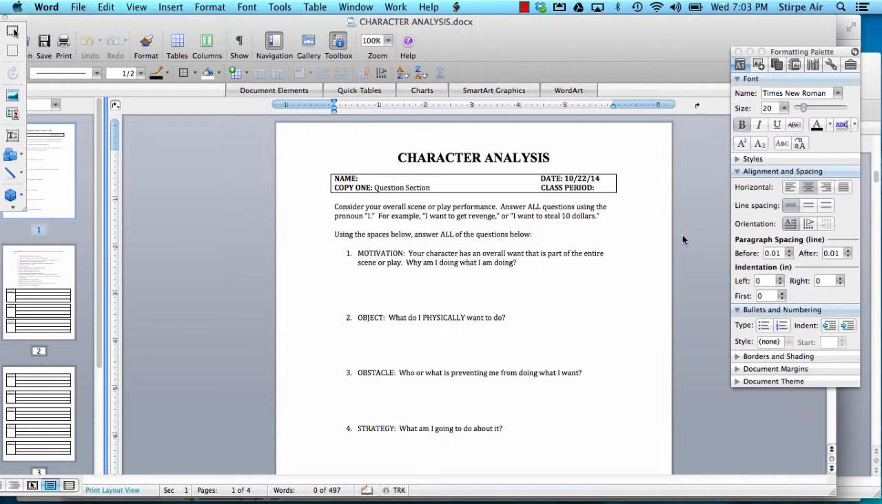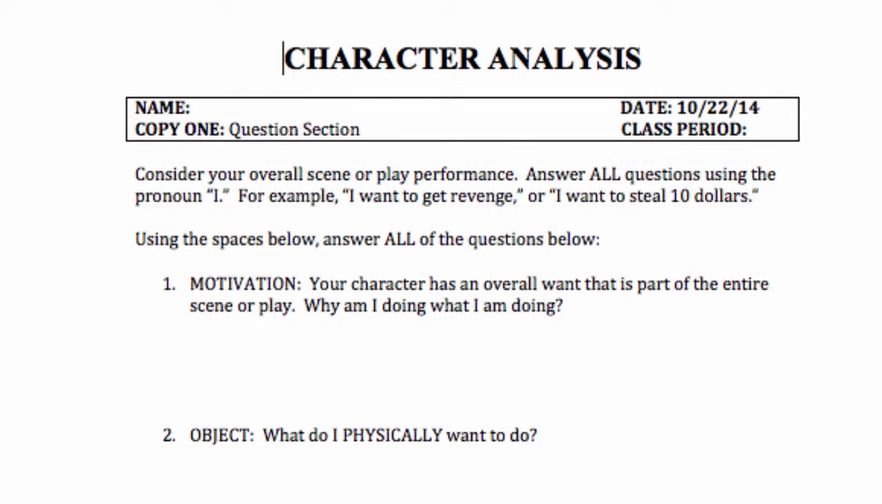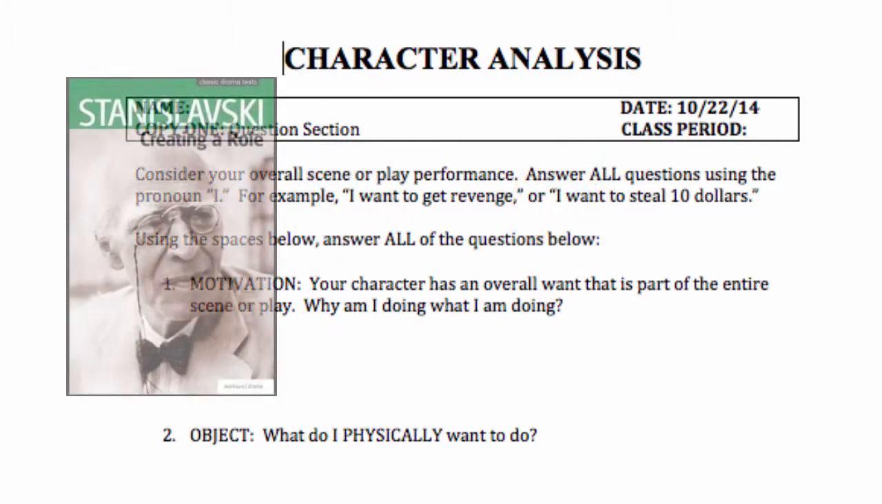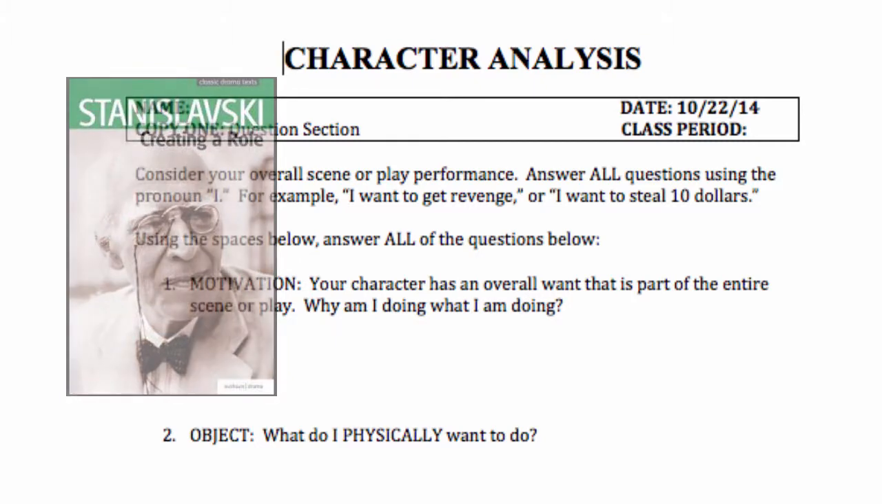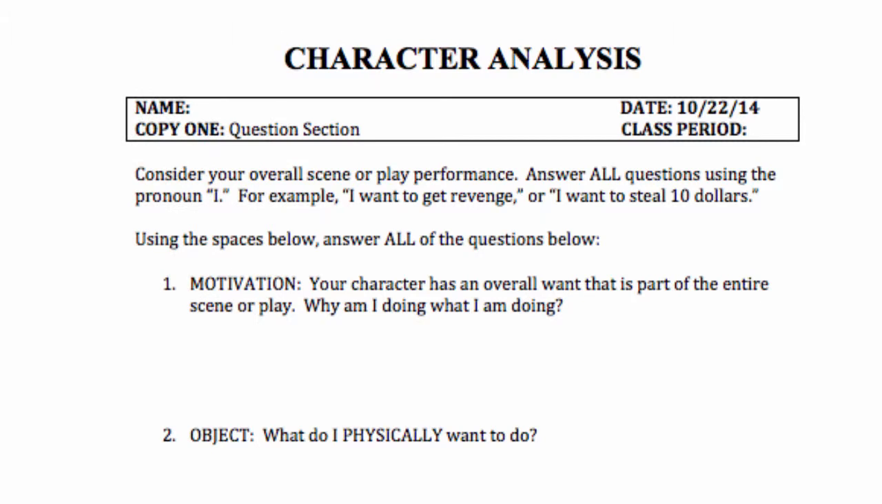Now, to start your character analysis, you're going to want to make sure that you have a firm understanding of your play from beginning to end. Consider the overall scene and the play performance and answer all the questions using the pronoun I. For example, when completing a character analysis, if you're playing a character named Bobby, you wouldn't say, Bobby wants to get revenge. Instead, you would say, I want to get revenge, or I want to steal $10. So, in my character analysis, I used some of Stanislavski, that's the big acting teacher back in the early 1900s. I used some of his questions that he used with actors to get them to think about their character.